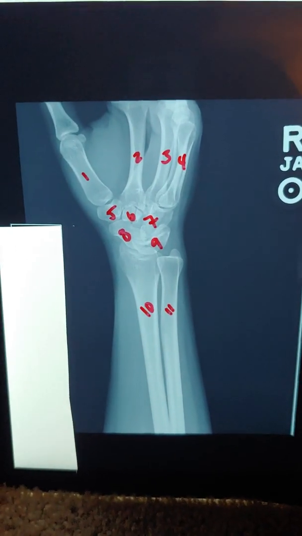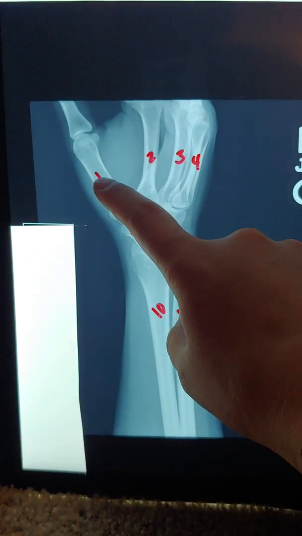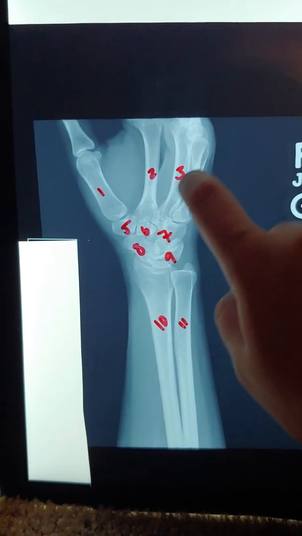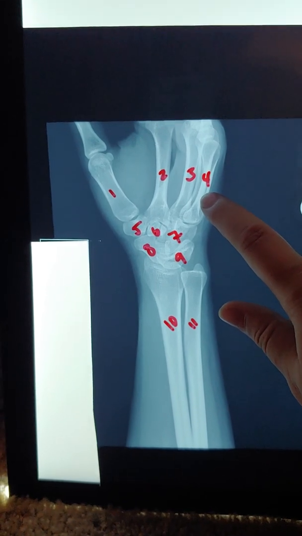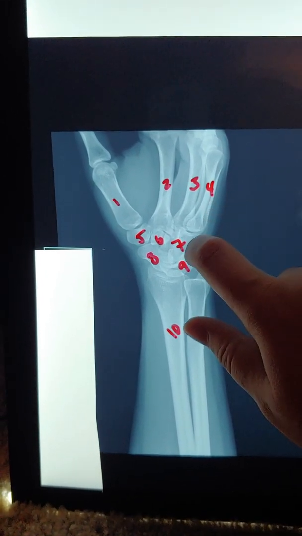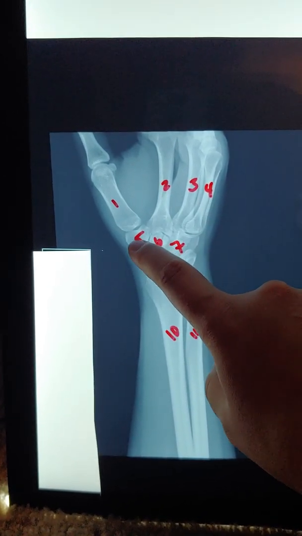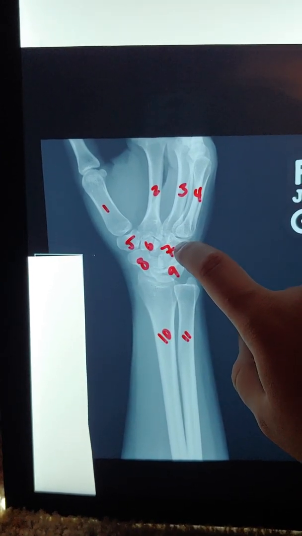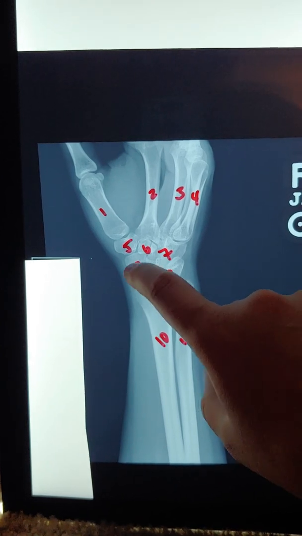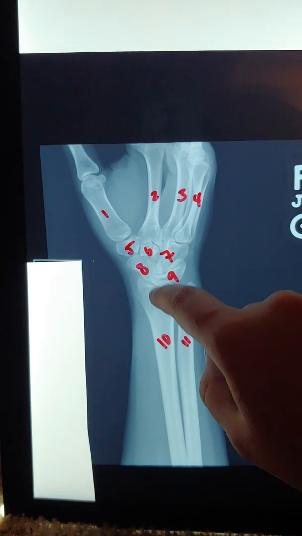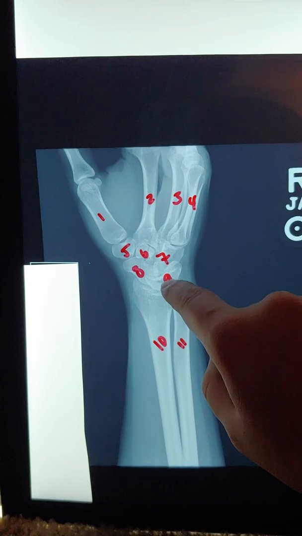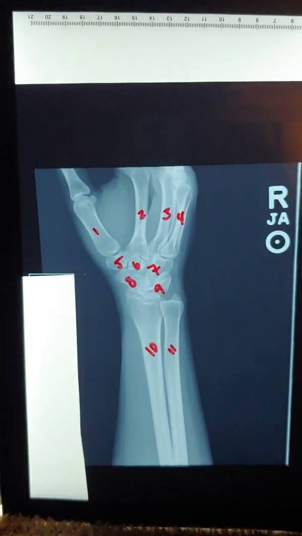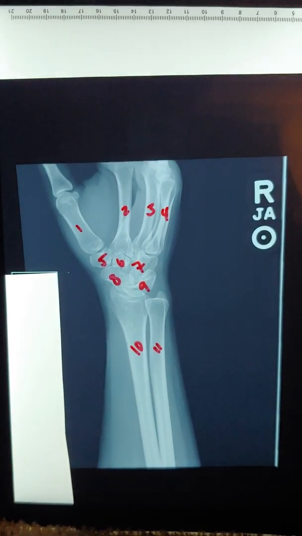In the oblique wrist, you can see the first metacarpal, second metacarpal, third metacarpal, and then the fourth and fifth metacarpals are superimposed. You can see the trapezium, the trapezoid, the capitate and hamate are superimposed, the scaphoid, and then the lunate, triquetrum, and pisiform are superimposed, and then the radius and the ulna.